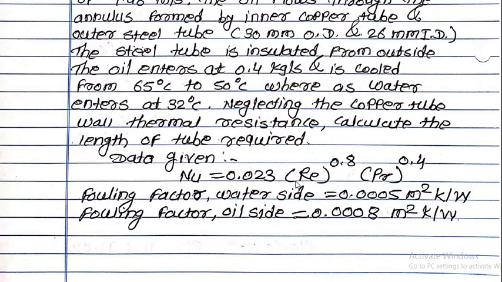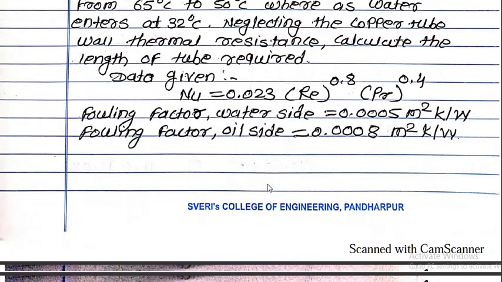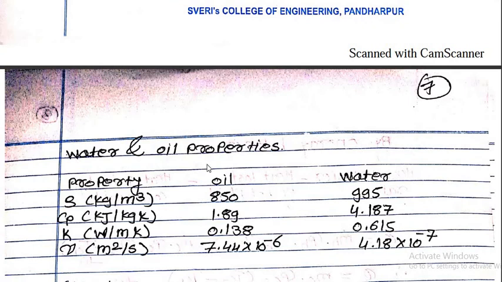Now this equation we require to find out the heat transfer coefficient for the water and heat transfer coefficient for the oil. Okay, then the water and oil properties are provided. So we need to consider these oil properties and water properties to calculate the heat transfer coefficient. So properties are provided in this manner. Density in kg per meter cube, for oil 850 and for water 995.